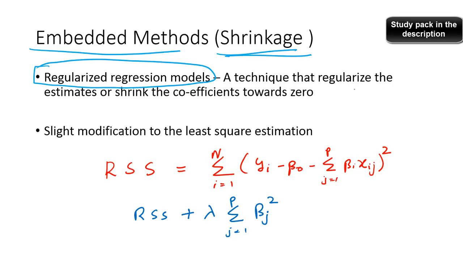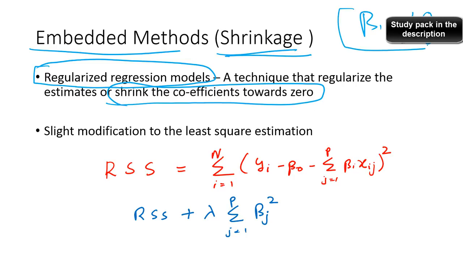It's a technique that regularizes the estimates, or shrinks the coefficients to 0. So you have beta coefficients, and these beta coefficients will be very close to 0 or sometimes equal to 0. Whenever it's equal to 0, that variable is as good as not present in the model, or is considered not part of the model. That's one type of selection method, or rejection method rather. So how do we do shrinkage or regularization?